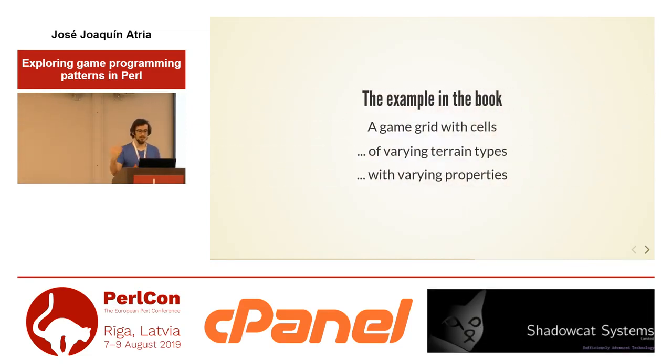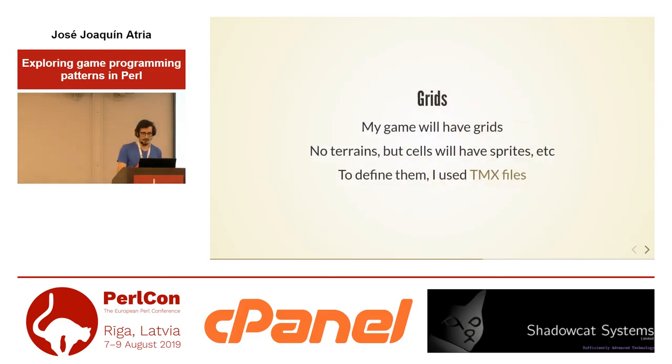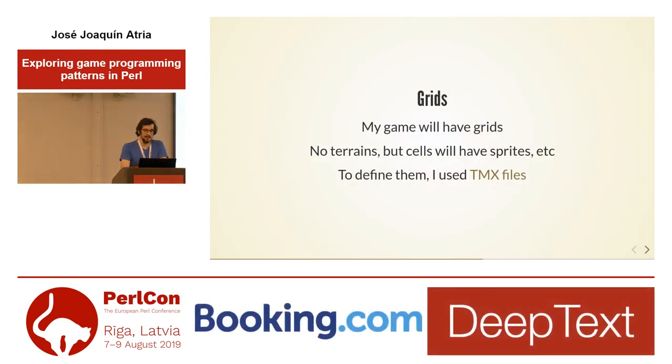And the example in the book is, say, take a grid of tiles. So some of those tiles will have different terrains, like, say, grassland tiles or mountain tiles. And all of the mountains will be similar. So you can keep the mountain bit in one place, and then keep instance-specific things, like, say, is it occupied, or where in the map is it, in a separate place. And my game will have grids. It won't have terrains, but it will have sprites and other things that are shared across cells.